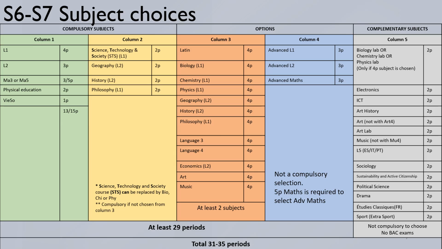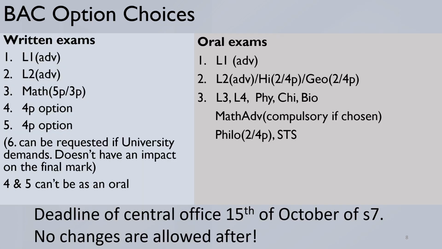Please note that drama, theater, and additional sports activities will be held outside of regular school hours, starting after 4 p.m. So if you choose these subjects, you will need to dedicate some of your free time. You must choose a minimum of 31 periods and a maximum of 35 periods. In exceptional cases, you may select up to 36 periods, but you will need to request approval from the class council. For the final exams, you are required to take 5 written exams and 3 oral exams.